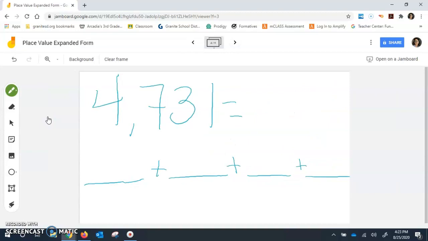Let's take a look at this problem. Let's say we have the number 4,731. Once again, I kind of put out 4 spaces to show our 4 numbers. And our first number is 4, and it's in the thousands place, so I need to put 4,000 plus 7 is in the hundreds place, so we have 700. 3 is in the tens place, and you have 30. And then our 1 is all by itself because it's in the ones place. So we have 4,731 written as 4,000 plus 700 plus 30 plus 1.